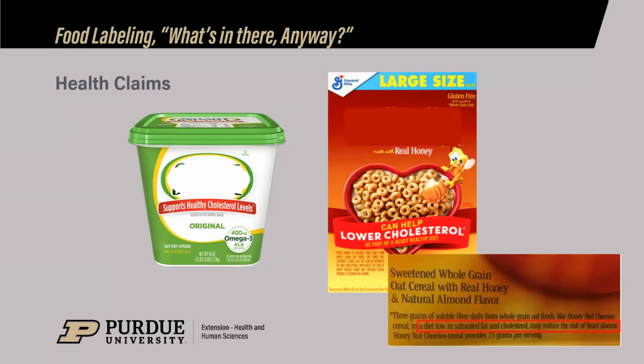And we see additional statements stating that a diet low in saturated fat and cholesterol can reduce the risk of heart disease. But this is not a direct claim, so the FDA allows it. So again, they're not direct relationships. They are trying to make connections between a health claim and a health condition.